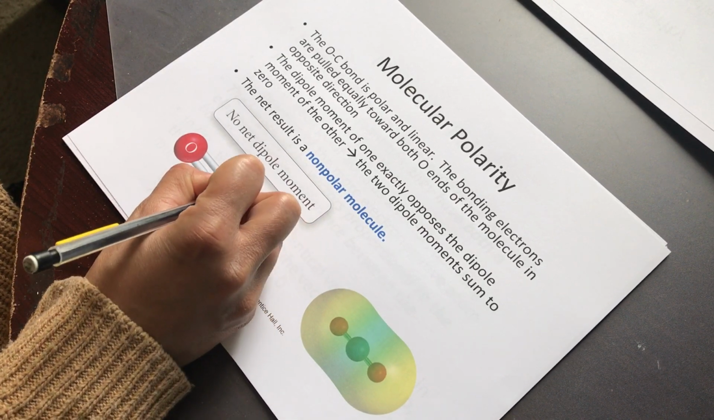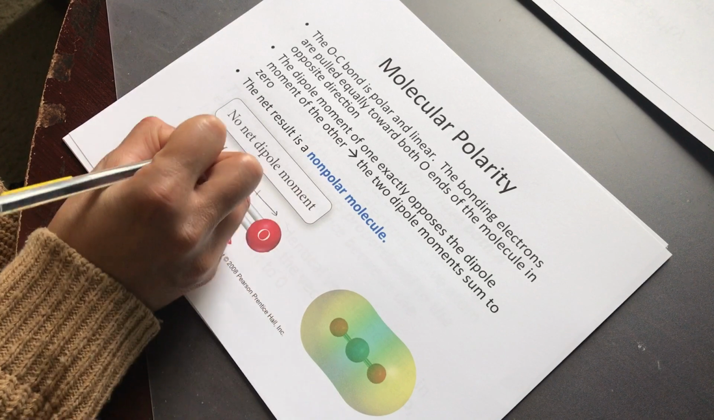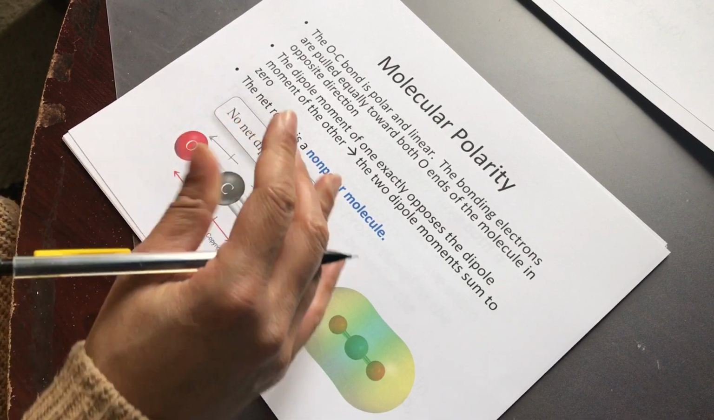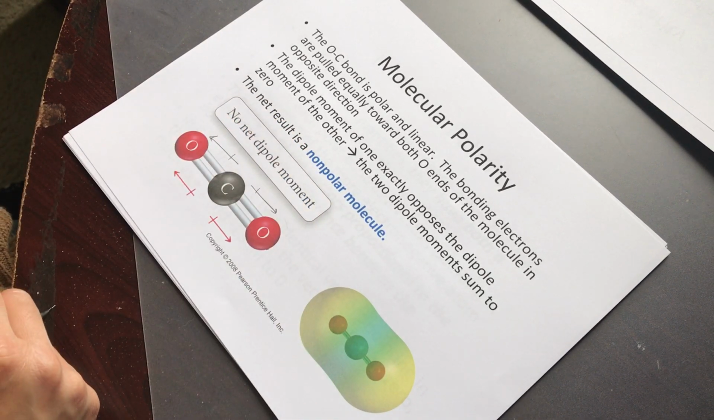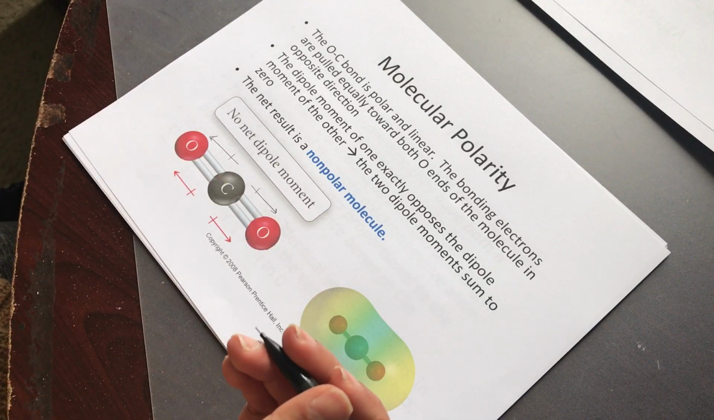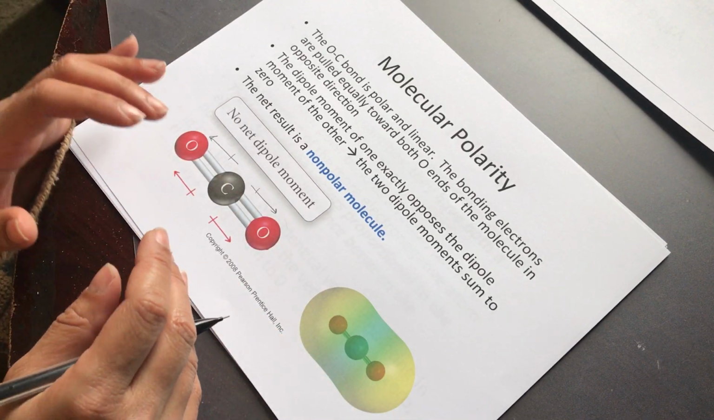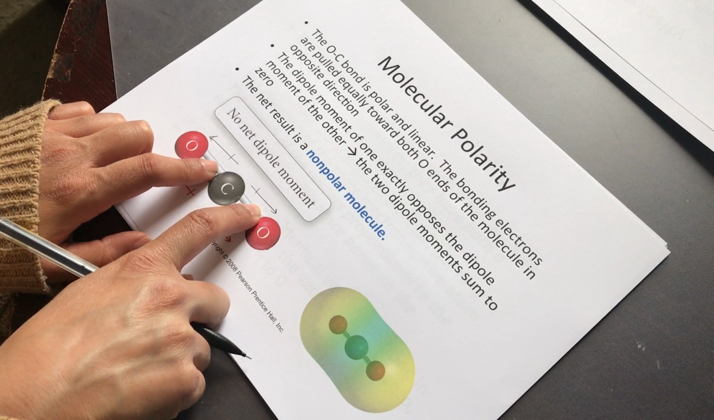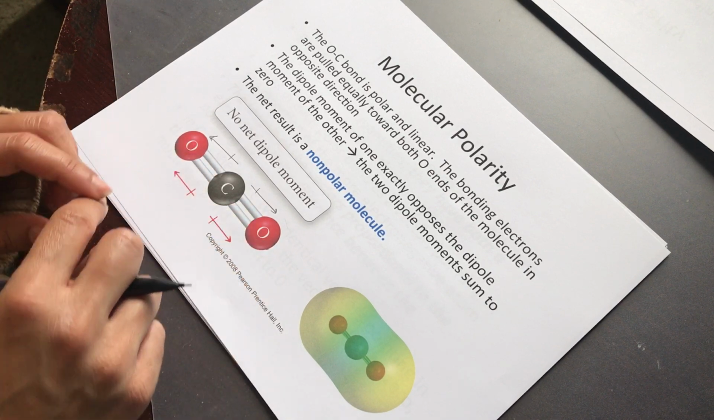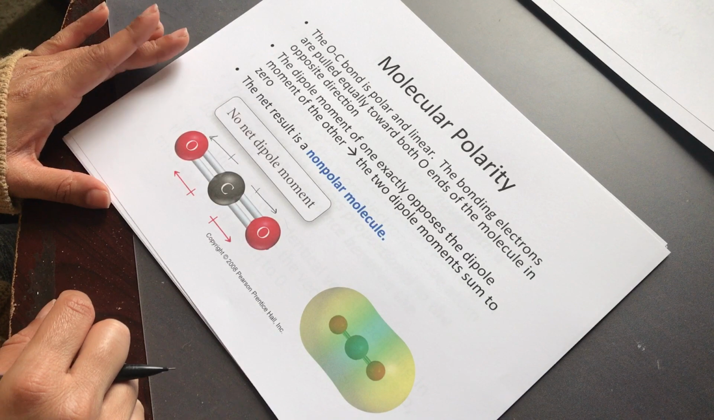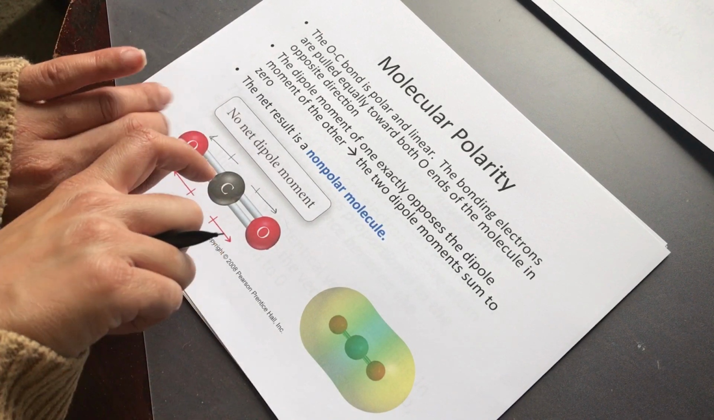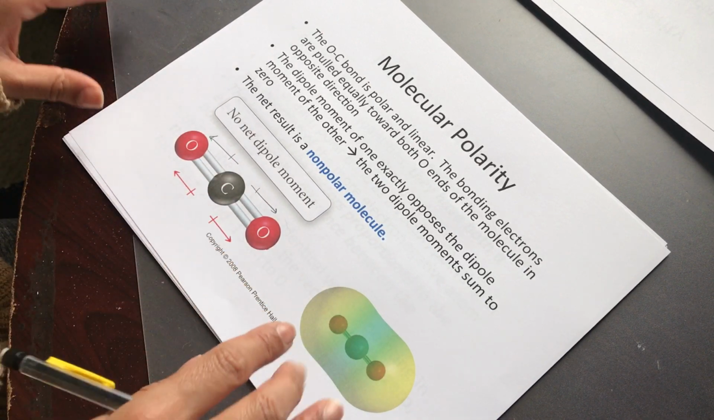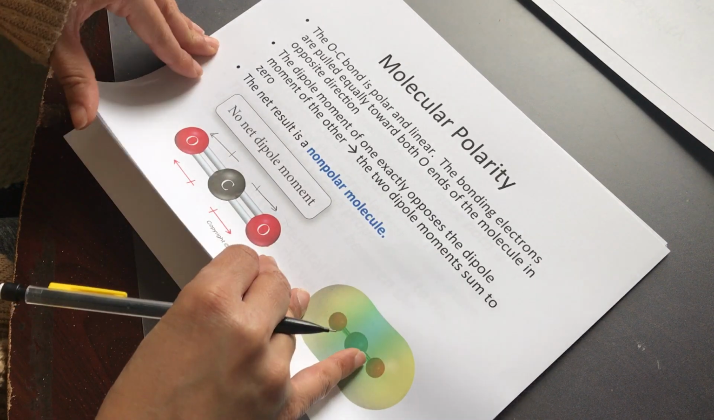I know oxygen is more electronegative than carbon, so both oxygens pull the electrons more towards themselves. Now they're going in opposite directions. The dipole moment of one exactly opposes the dipole moment of the other. This causes the two dipole moments to sum up to zero, making the overall molecule nonpolar. Because they're spreading in opposite directions, they're opposite of one another and sum to zero.